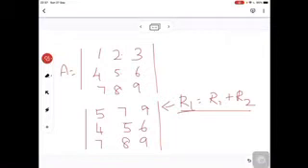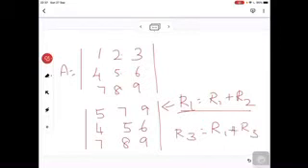Similarly, you can apply the same concept in any rows or columns. I can write R3 is equal to R1 plus R3. Okay, you can use this kind of formulas or relations for all the rows and columns according to the necessity of the problem.